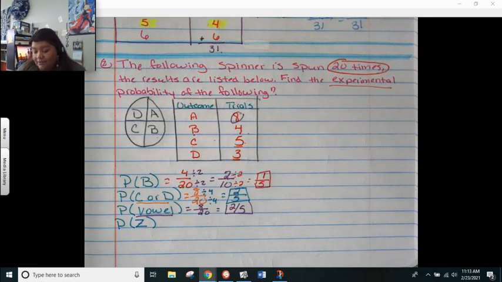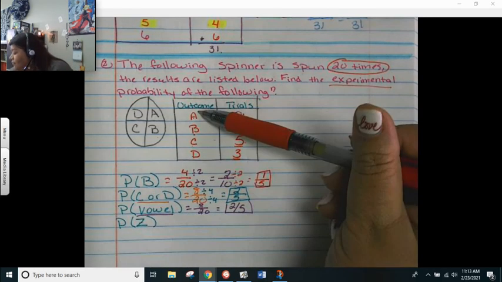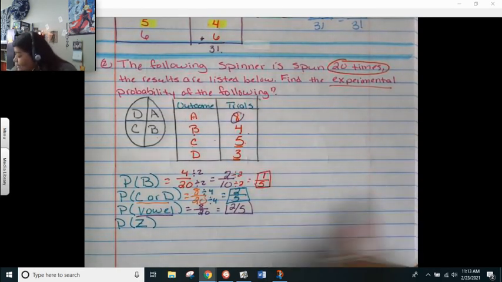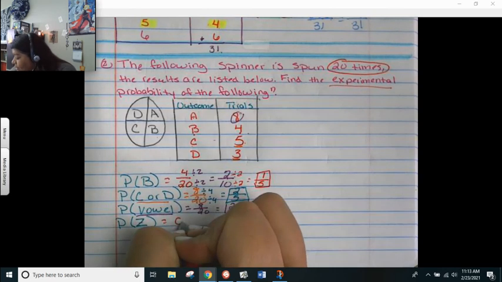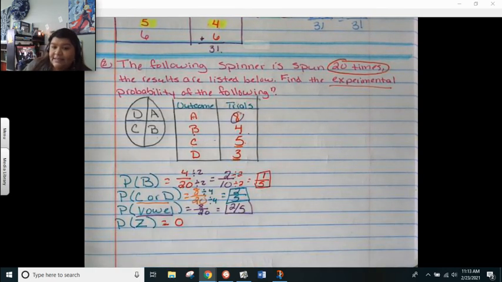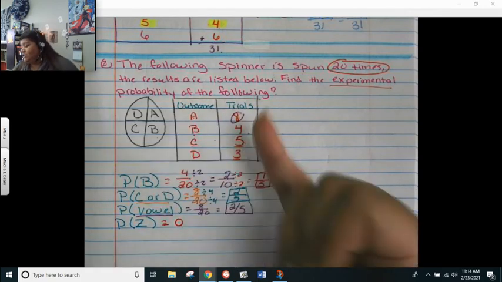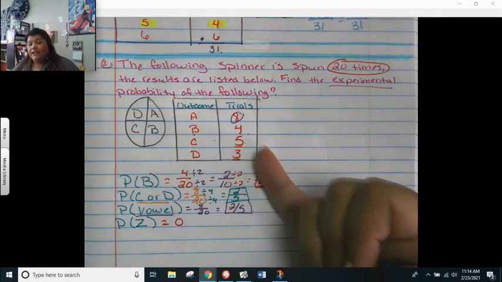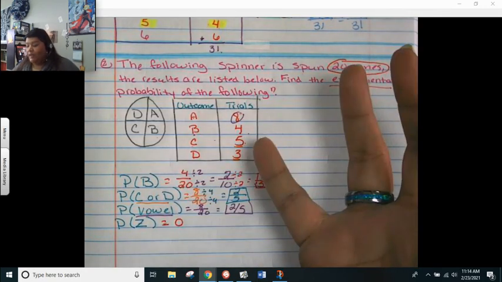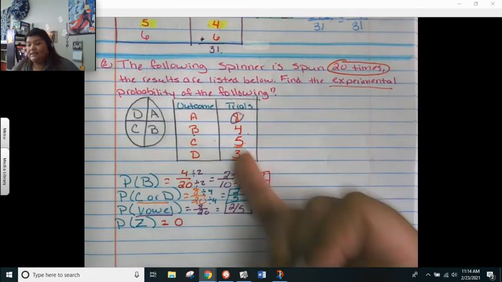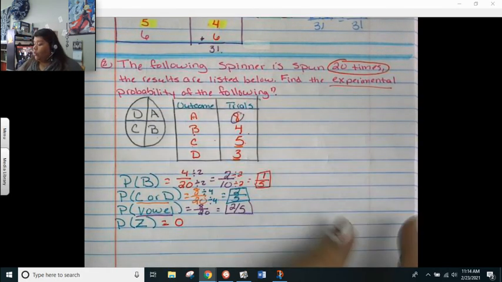And the last one, letter Z. I do not see a letter Z, so you have 0% chance of that ever happening. This is definitely an impossibility. And that's experimental probability. Just make sure you look at the tables and the graphs. You're looking at the actual data, not the spinner. You're looking at the data that they've done and recorded.